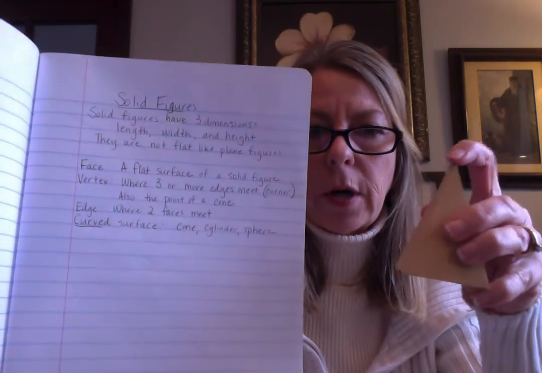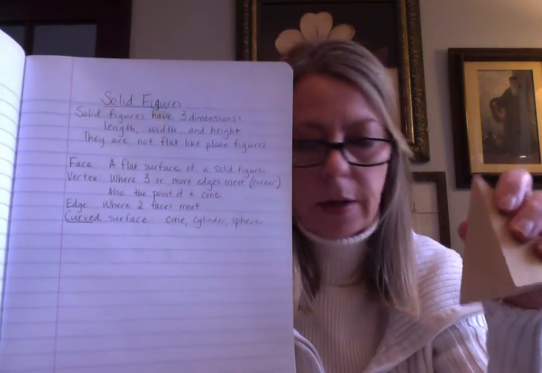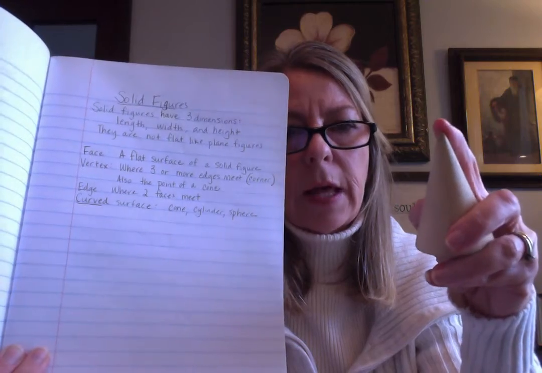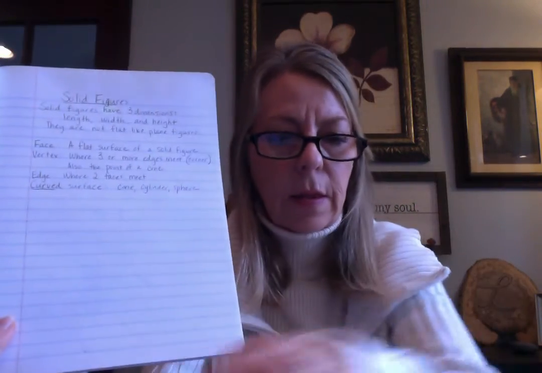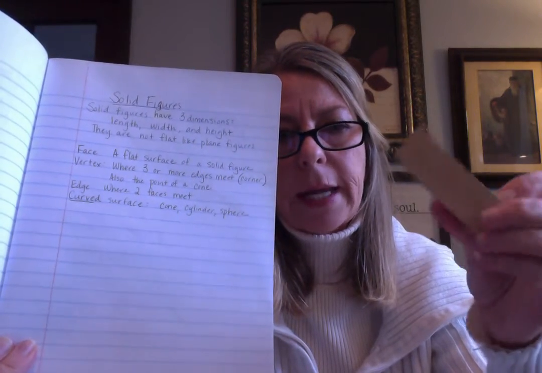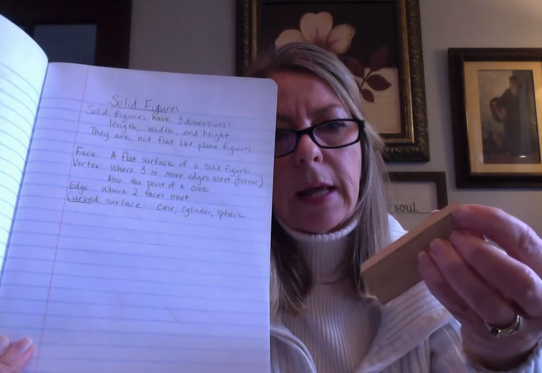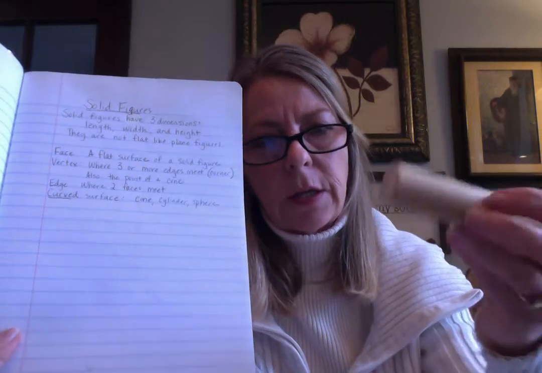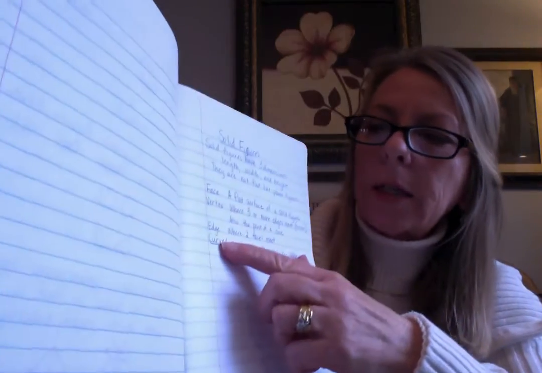Okay, so remember, a vertex is the corner of a solid figure. So here's the vertex on the pyramid. Okay. There is a vertex on the cone, okay? There are several vertices on this rectangular prism, okay? That's where the edges come together, okay? So all the corners are called vertices, all right? No vertices on this, right? There's no corners.